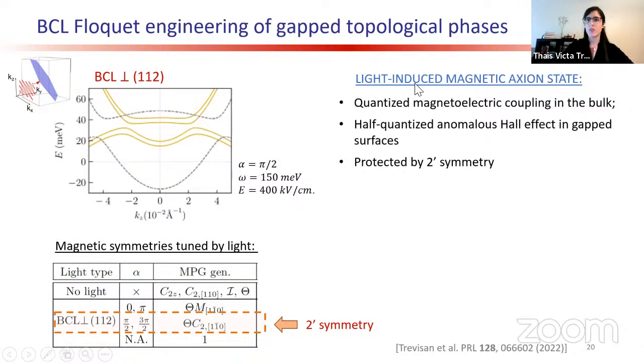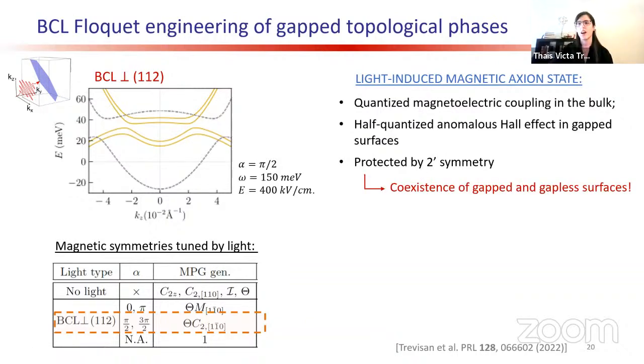And this quantization manifests also in the surfaces of the material, because the surfaces that are not metallic, the surfaces that are gapped, they can host half-quantized anomalous Hall effect that are a consequence of this quantized magnetoelectric coupling in the bulk. And here, in the case of cadmium arsenide with strain and with bicircular light, we induce a different flavor of axion state. In particular, we induce this magnetic axion state because it's protected by a magnetic symmetry.